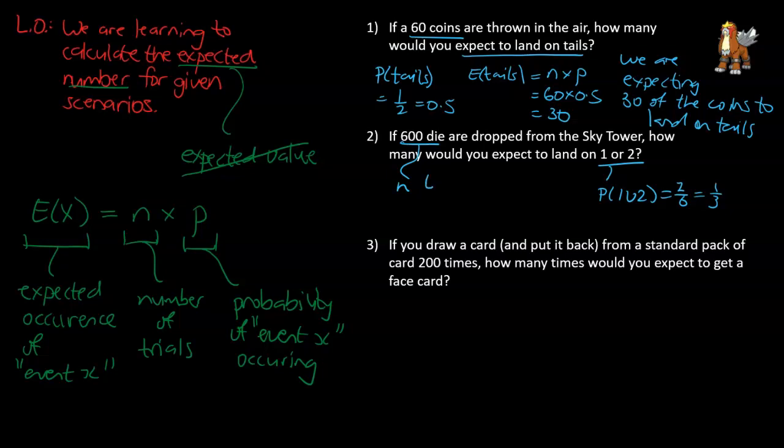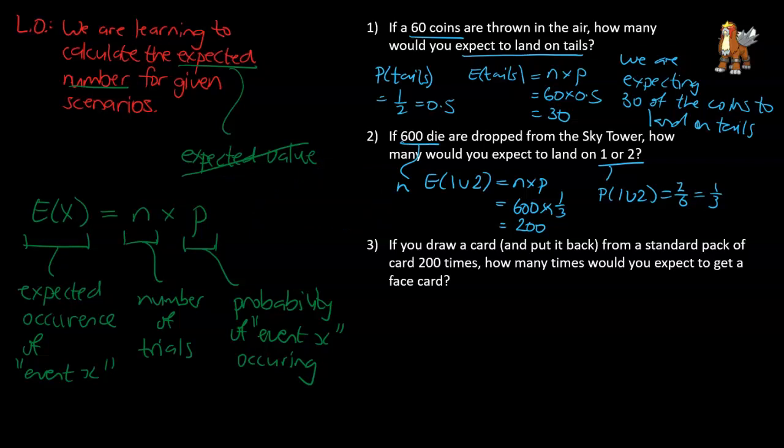The expected value of getting a 1 or a 2 is going to be equal to N times P. We already know N, which was 600, the different dice being thrown off the Sky Tower. 600 times 1/3, which was the probability. We figured that out before. Timesing by 1/3 is the same as dividing by 3, so that's going to be equal to 200. So we expect 200 of those dice thrown off the Sky Tower to land on a 1 or a 2. Just a reminder to put that in a sentence form somewhere. I'm not going to do it for this question, but hopefully you do that when you're answering your questions.